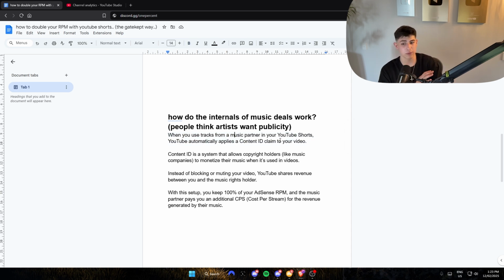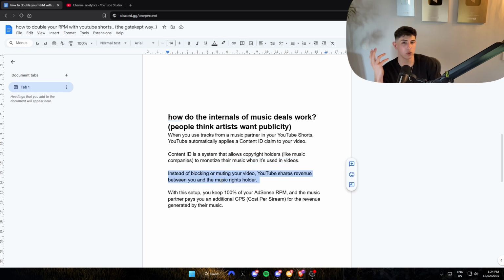When you use tracks from a music partner in your YouTube Shorts, YouTube automatically applies a content ID claim to your video. In normal circumstances, a content ID claim wouldn't be the best, but in this situation, if you have a music deal, a company might give you music to use on your content. You can set the volume to like 15%. As long as YouTube recognizes it as its content ID, you're going to be getting paid. Content ID is a system that allows copyright holders like music companies to monetize their music when used in videos. They don't care whether or not their music is getting recognized. All they care about is that they're able to monetize and collect that small piece of ad revenue.